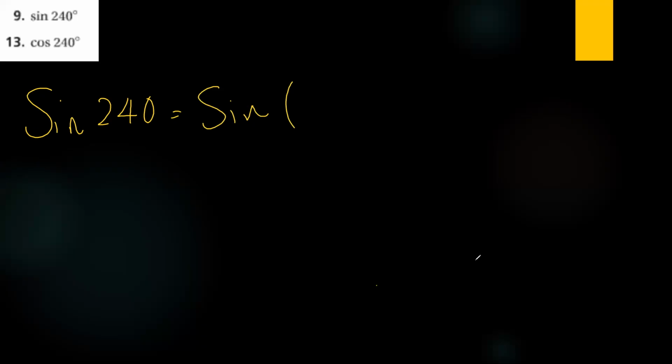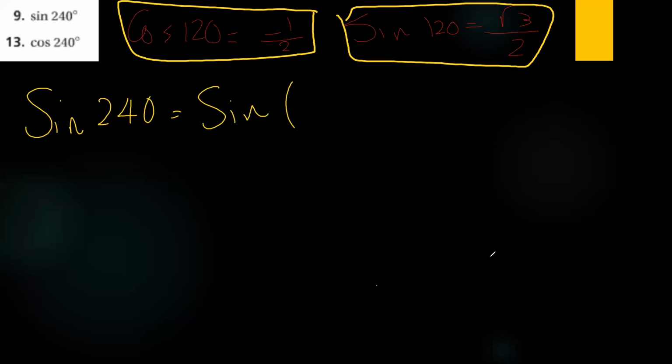Now, from the previous two questions, remember that sine 120 is square root of 3 over 2, and cosine of 120 is negative half. 240 is which angle that I multiply by 2 to get 240? If you multiply 2 by 120, you get 240.